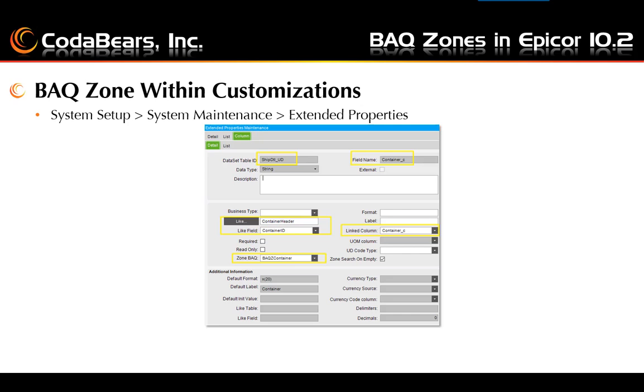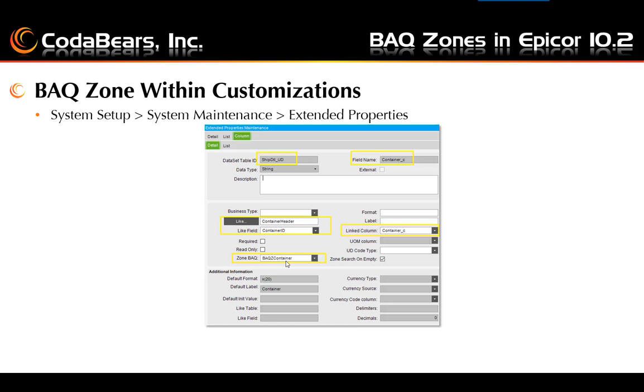Next we're going to look at a BAQ zone within a customization, and that will start out the same way. Again, we begin by creating a business activity query with the fields that we want to see in our results. And here I created one named BAQZ container. It only has one field, which is the container ID field. It's sorted ascending by that field, and that field is added to the BAQ search tab in the BAQ.